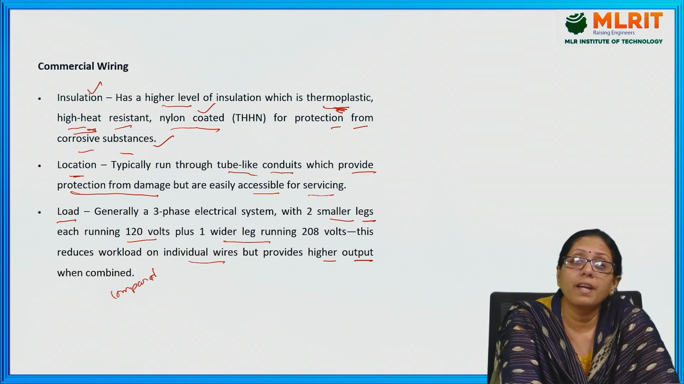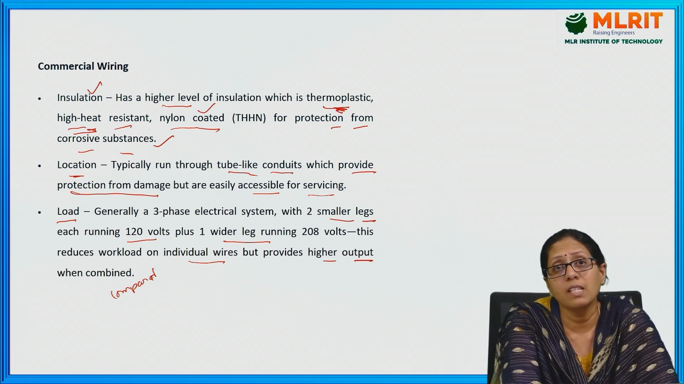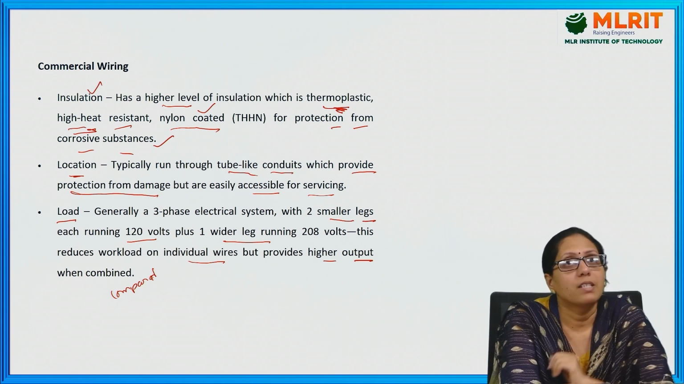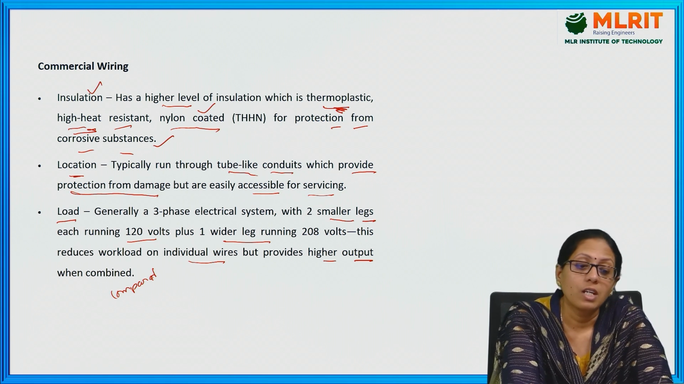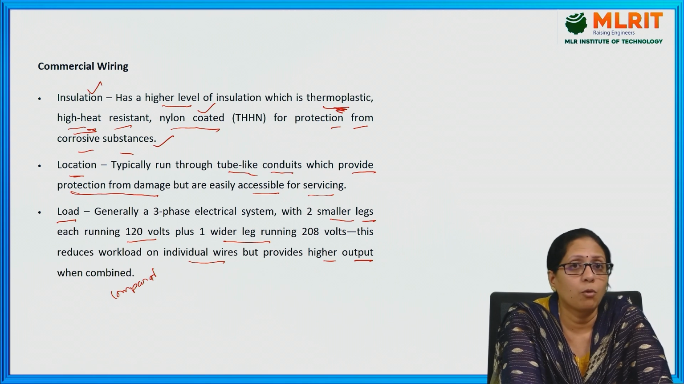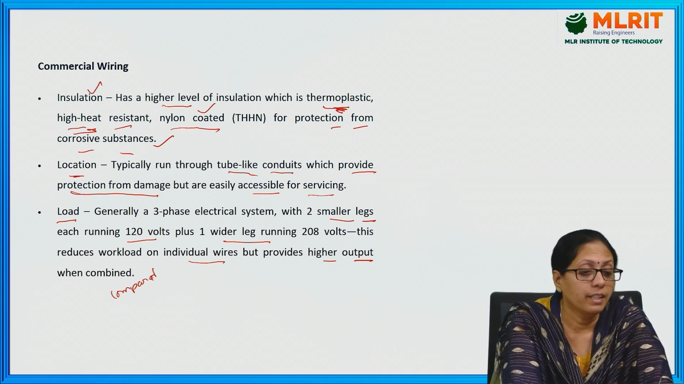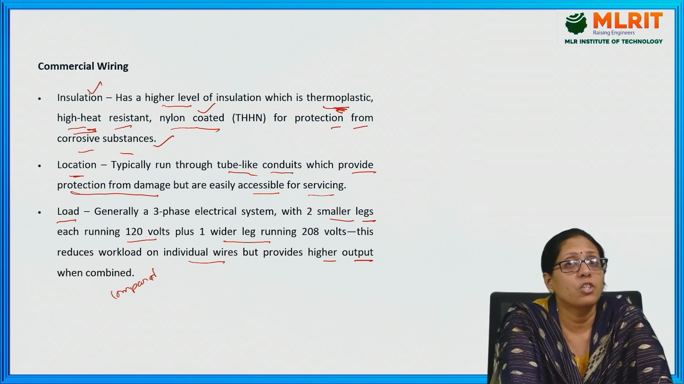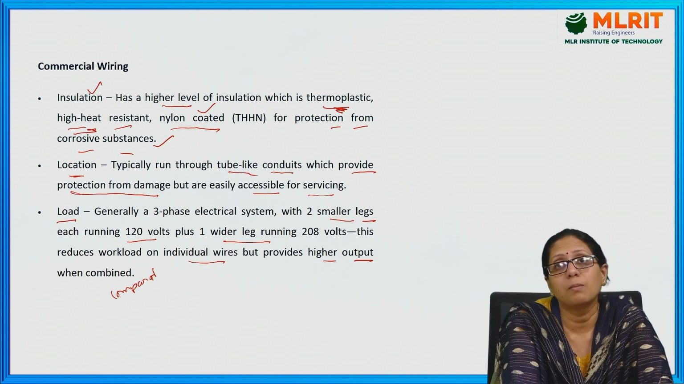In the residential wiring system, the voltage is very low when compared to the commercial wiring system, and the commercial wiring system should have good insulation made of thermoplastic. Residential wiring is mostly placed inside the walls where it is not visible, but in a commercial wiring system, the wiring should be easily accessible for maintenance. So, these are some of the comparisons between residential and commercial wiring systems.